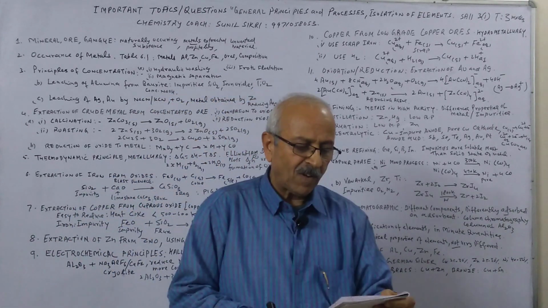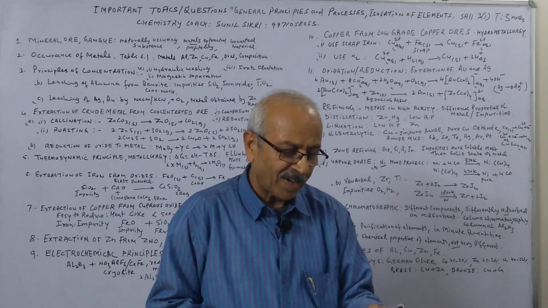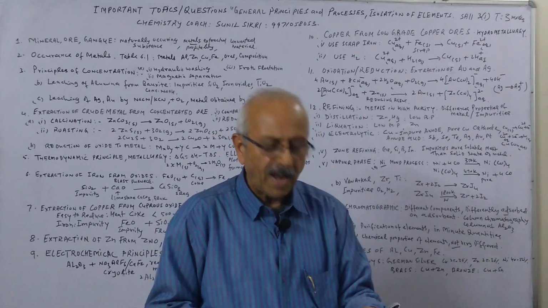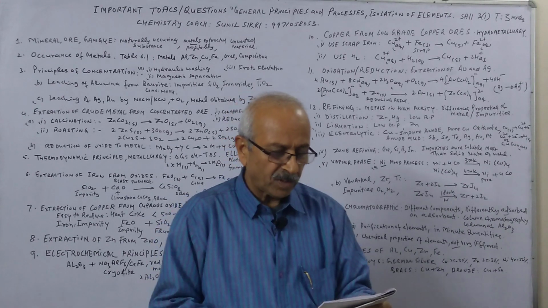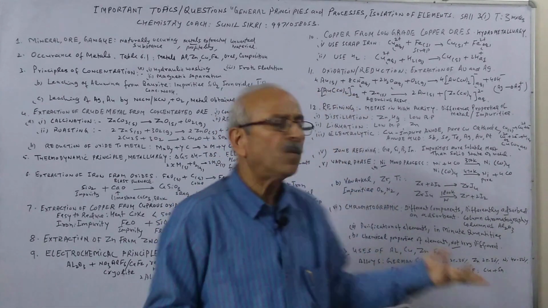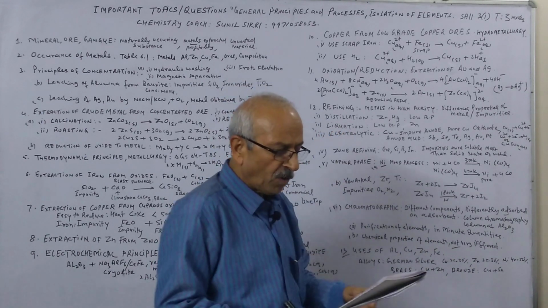Explain the role of cryolite in the electrolytic refining or reduction of aluminium. Cryolite decreases the melting point and increases the conductivity of Al2O3. Name the method for refining of germanium. Germanium, we have already given: zone refining.